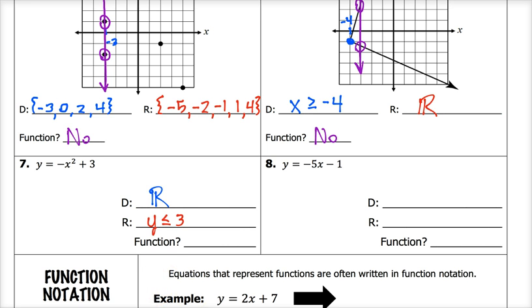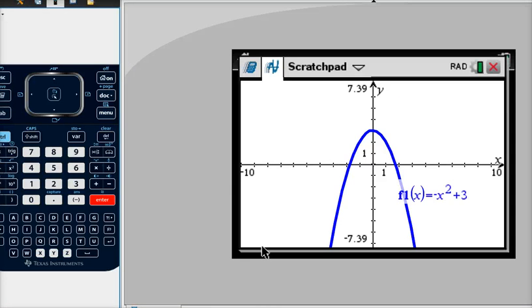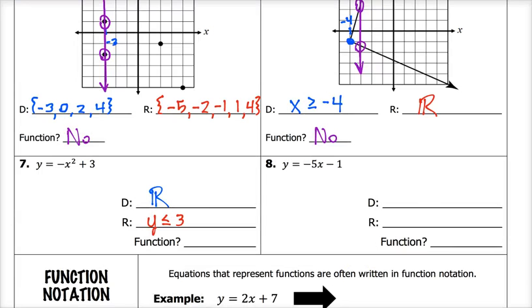Is this graph a function? Well, if you look back at the graph, you can see hopefully that it will pass the vertical line test. All parabolas that are opening upwards or downwards do that, so this is a function.